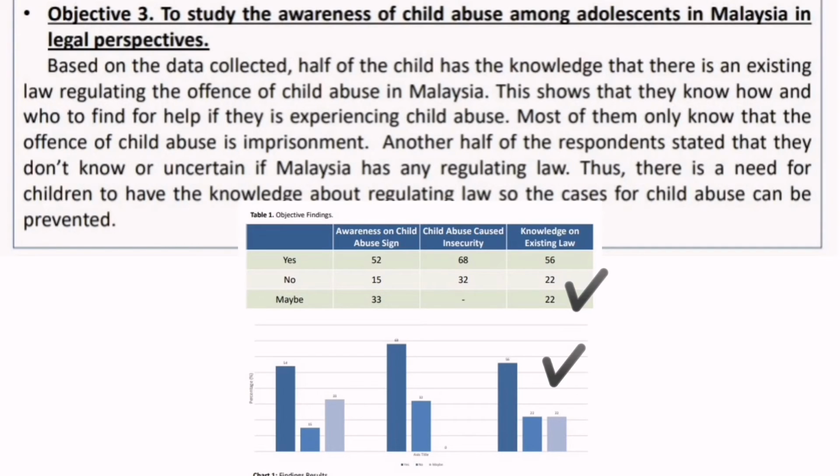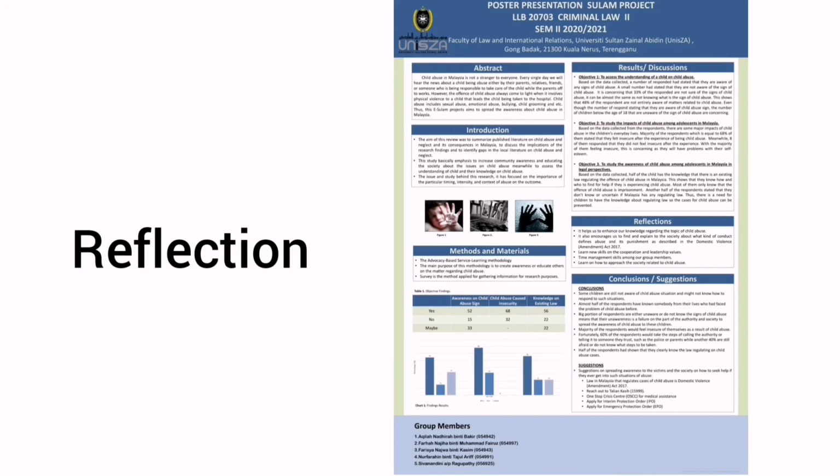Most of them only know that the punishment for the offence of child abuse is imprisonment. The other half of the respondents stated that they don't know or are uncertain if Malaysia has any regulating law. Thus, from the results, we found that there is a need for children to have knowledge about the regulating law so that cases of child abuse can be prevented.